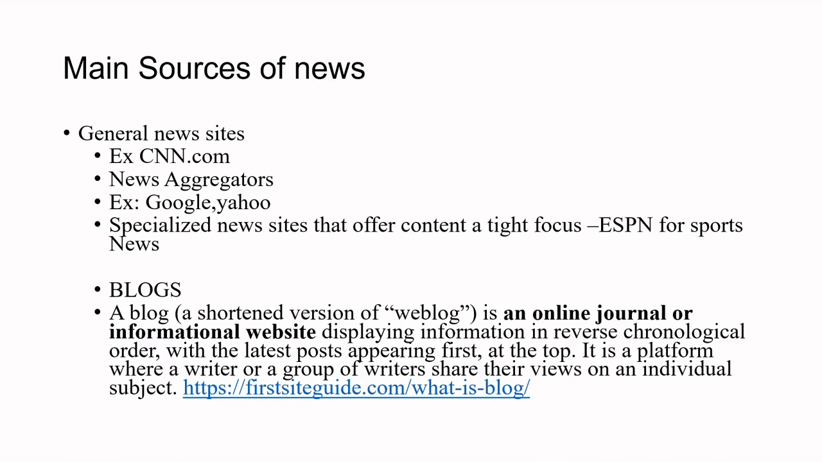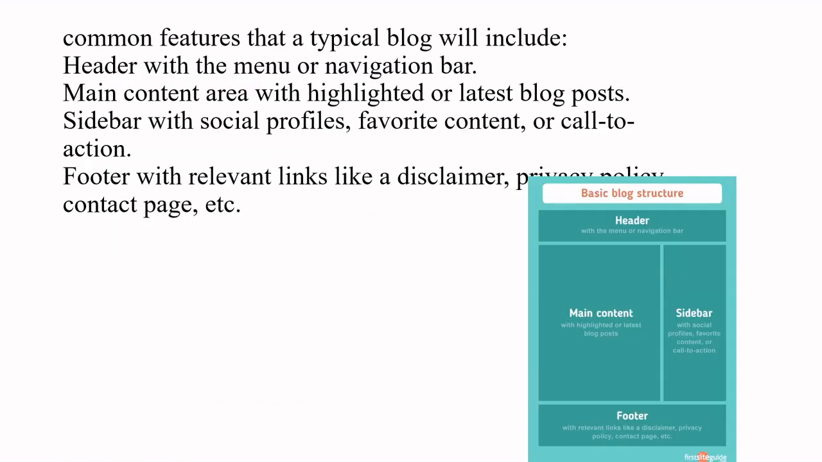And the second one we said was blogs. It is nothing but a shortened version of a web blog. It is a kind of online journal or informational website that displays information in reverse chronological order. And you can see how this blog is working. The basic blog structure starts from the header, and you have the main content, the sidebar and the footer.